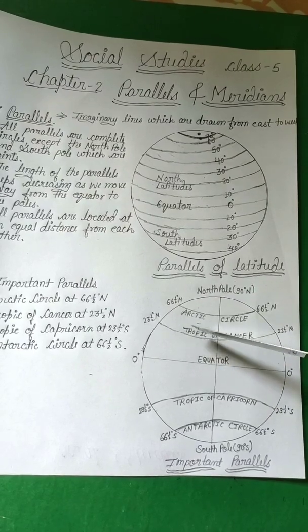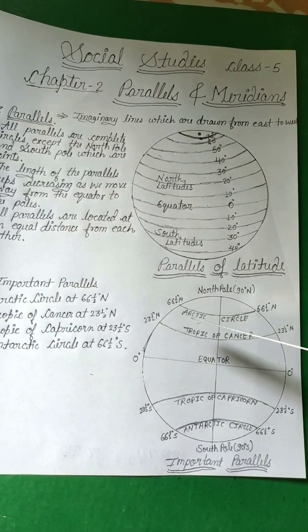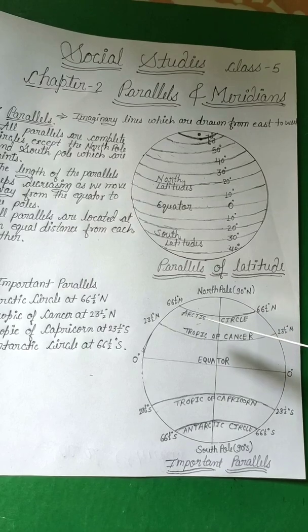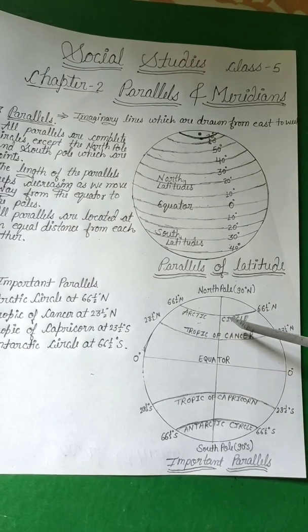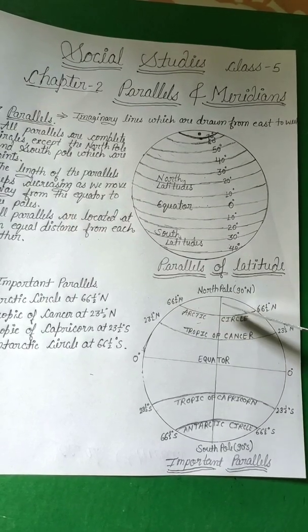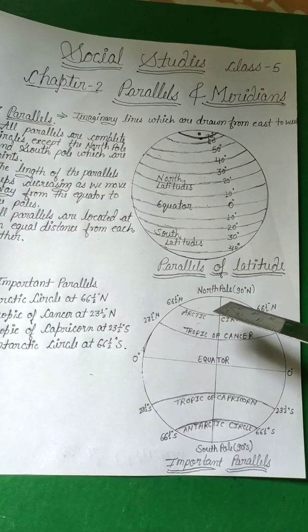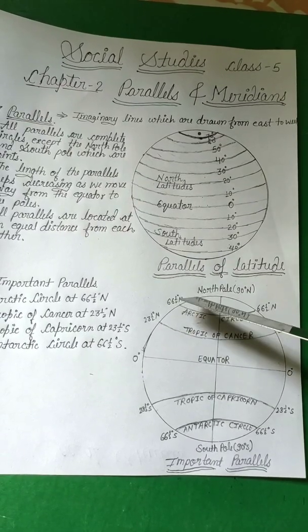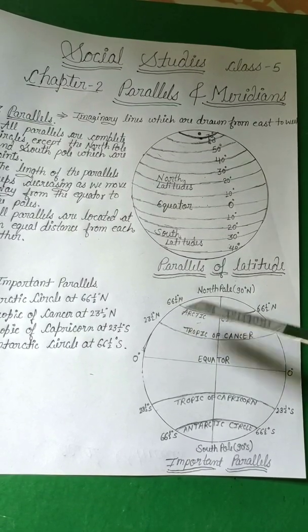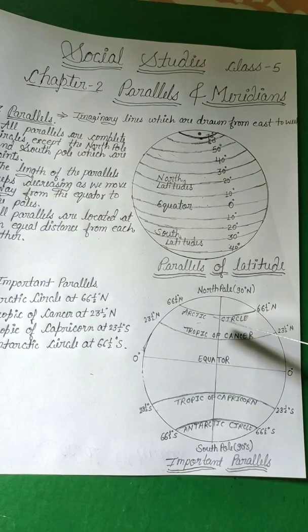And above this, at the Tropic of Cancer, the temperature is moderate, medium temperature takes place here. And next, the Arctic Circle. Here the sun's rays reach very little, so most of this part is covered with snow throughout the year.